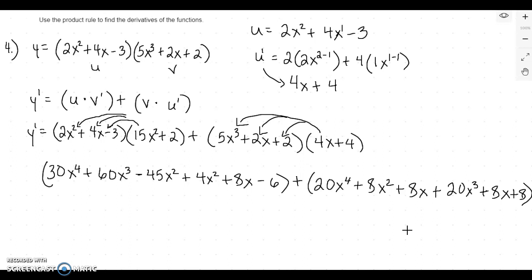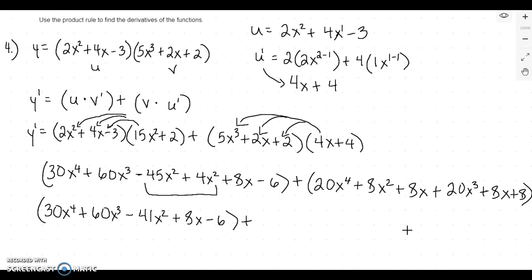Alright, so now let's go back through and simplify each of our parts here. So here I have x to the 4th, and just looking here on the left hand side, I don't have anything that is to that degree. So 30 times x to the 4th. I also do not have anything to the third power, so I'm just going to bring that down. Plus 60x cubed. However, you can see that it looks like I can combine these two pieces. So that's negative 45x squared, and that's positive 4x squared. So we're going to have minus 41x squared, and then it looks like everything else will just come on down. Plus 8x minus 6.